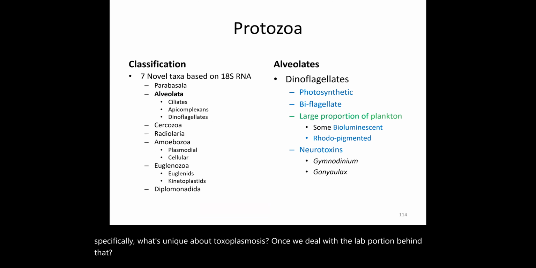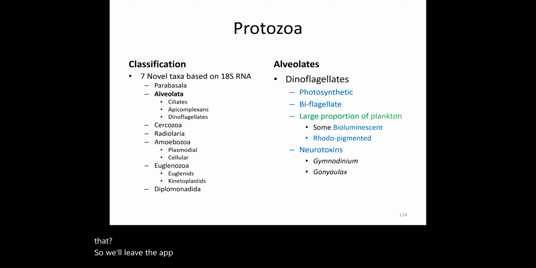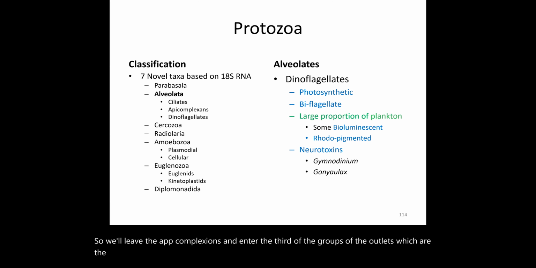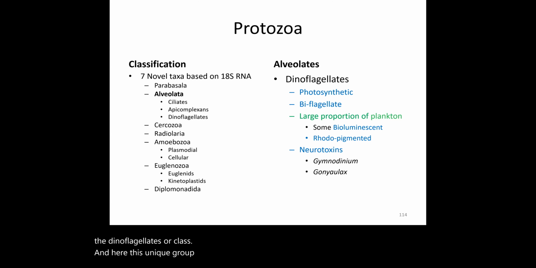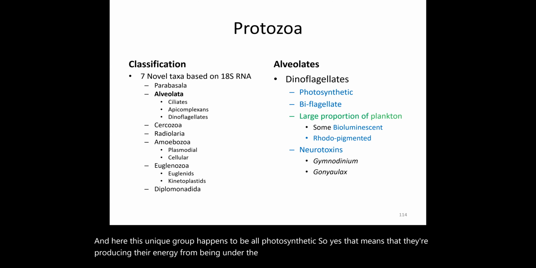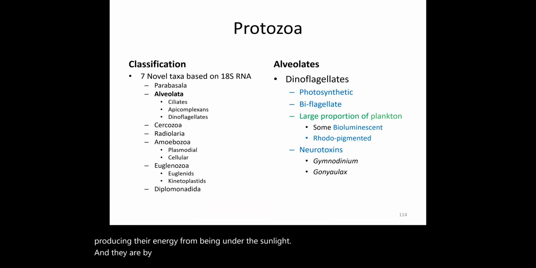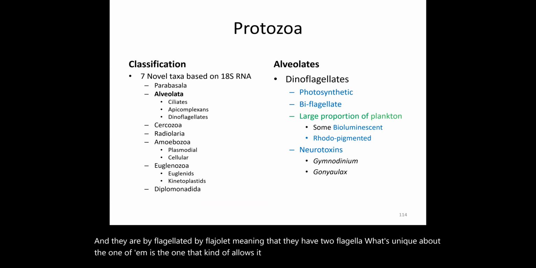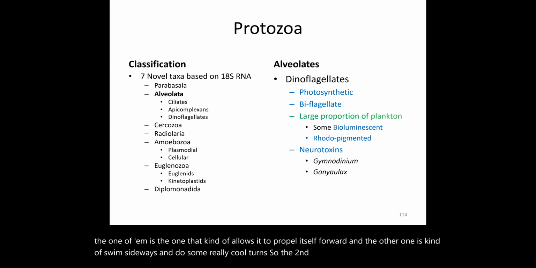So we'll leave the apicomplexans and enter the third of the groups of the alveolates, which are the Dinoflagellates or class Dinoflagellata. And here, this unique group happens to be all photosynthetic. So yes, that means that they're producing their energy from being under the sunlight. And they are biflagellated or biflagellate, meaning that they have two flagella. But what's unique about the flagella is that one of them is the one that kind of allows it to propel itself forward, and the other one allows it to kind of swim sideways and do some really cool turns. So the second flagellum kind of wraps itself around its body.